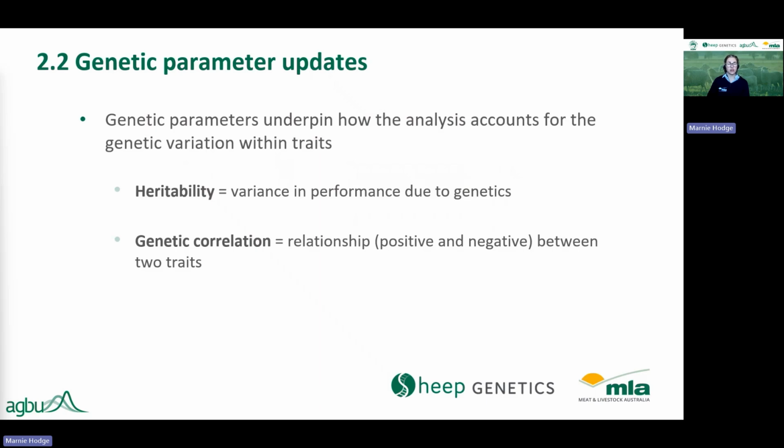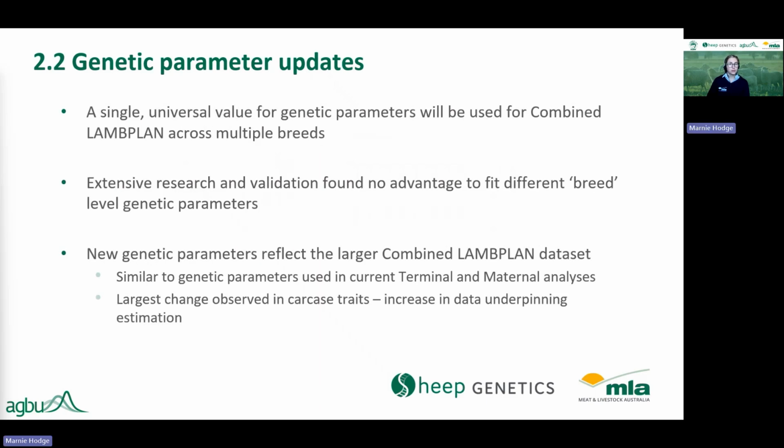Agbri has also run some significant validation and research into the genetic parameters for combined land plan to look at, again, whether a single universal value or breed-specific values for genetic parameters were appropriate to use. And they found that there was no significant advantage to fitting breed-specific genetic parameters. So for combined land plan, we've used a single universal value for genetic parameters in the analysis.